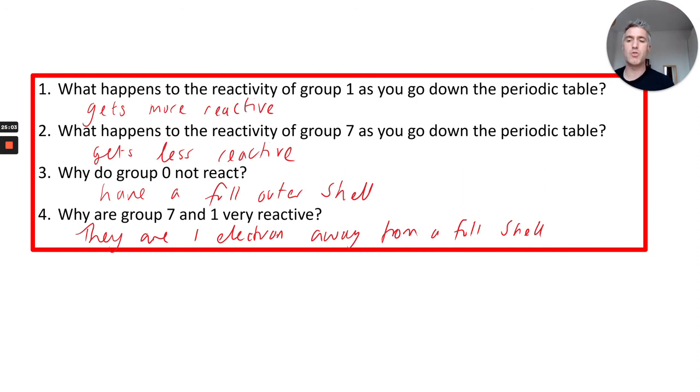Why do group 0 not react? They don't react because they have a full outer shell and they don't need to react. Why are group 7 and group 1 very active? They are one electron away from a full outer shell. Group 1 has 1, they just need to lose 1. That's easy. And group 7 have 7, they need to gain 1. So the closer you are to having a full outer shell, the more reactive you are. Unless you have a full outer shell, then you just don't bother.